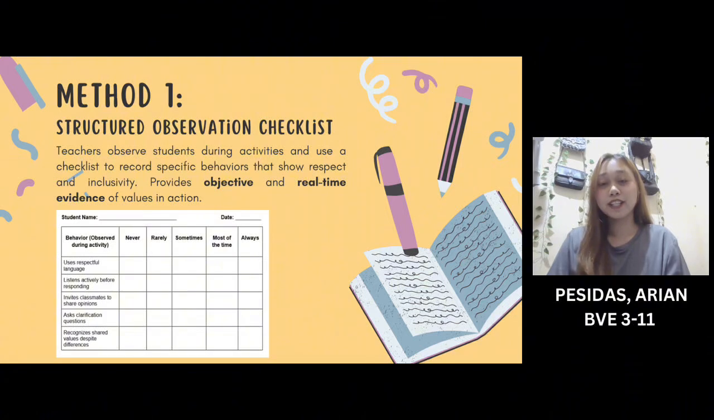The first method is observation. During a role play or discussion, I will observe the students and use a checklist to record their behaviors. For example, I can check if they use respectful language, listen before reacting, or invite others to join the conversation. Observation gives me real-time evidence of how students demonstrate values in action, instead of relying only on assumptions.